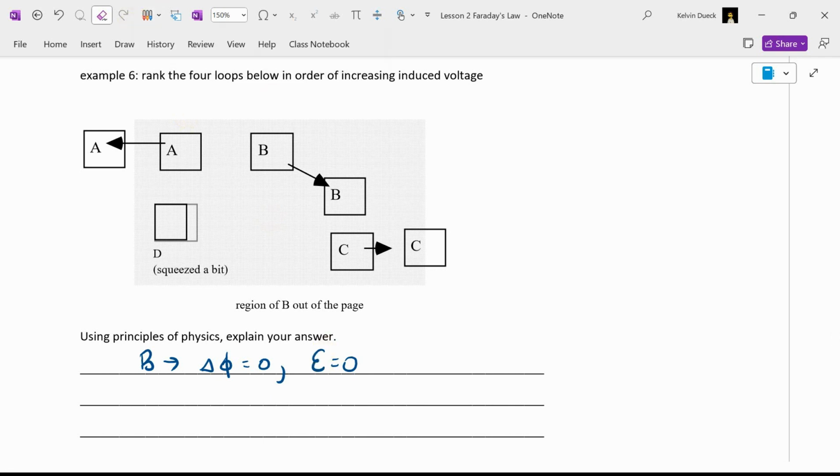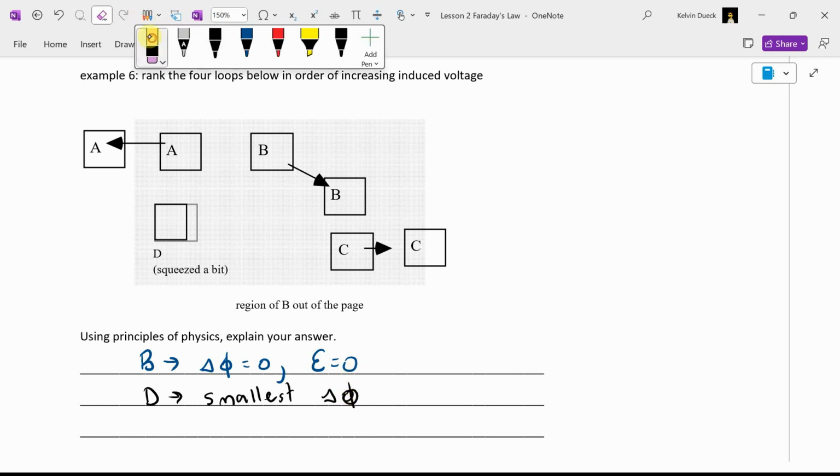All right. Which of these has the next smallest change in flux? Good question. How do we calculate flux? What times what? B times A. So which of these has the next smallest change in either its magnetic field or its area? D. Smallest change in flux. That's a terrible change in flux symbol.